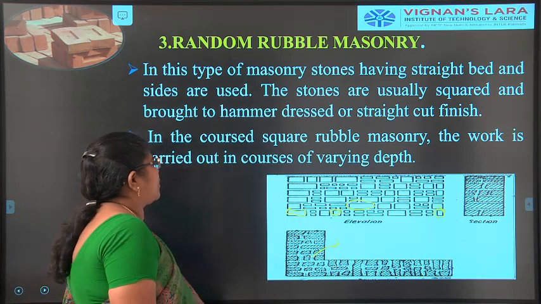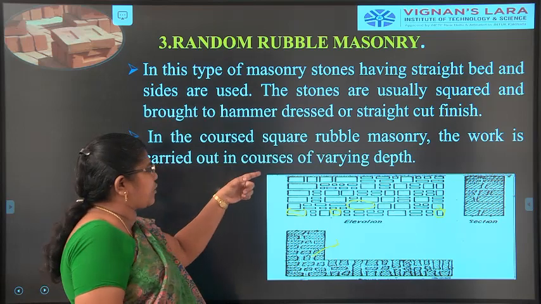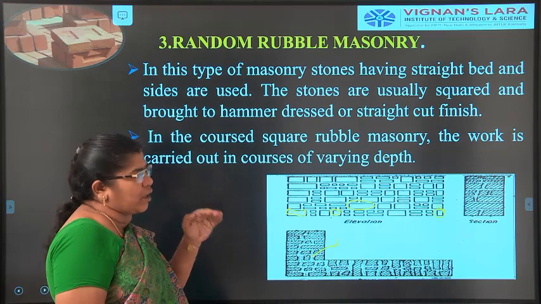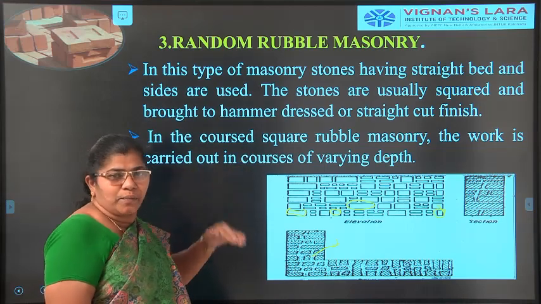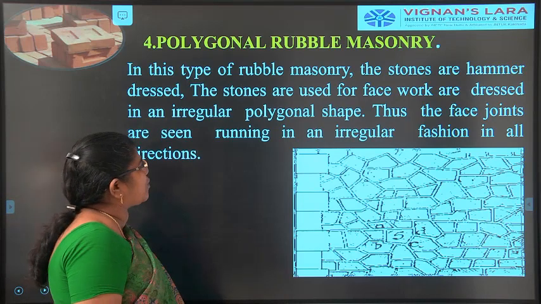rectangular size. Okay, so in the post square rubble masonry, the work is carried out in courses of varying depth. Okay, so depending upon the depth, we will have the masonry structure. The next one is the polygonal rubble masonry.